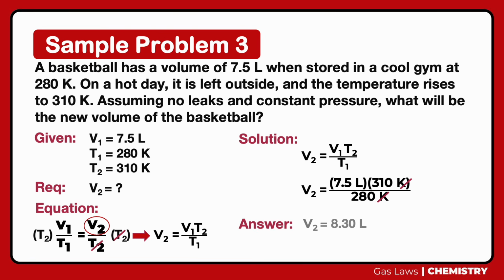We'll get the final answer. V sub 2 is approximately 8.30 liters. Since the temperature is increased, the volume of the gas inside the basketball also increased, which follows Charles' law.